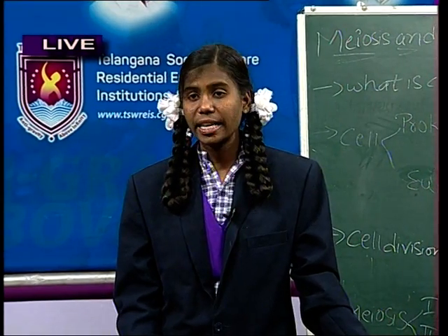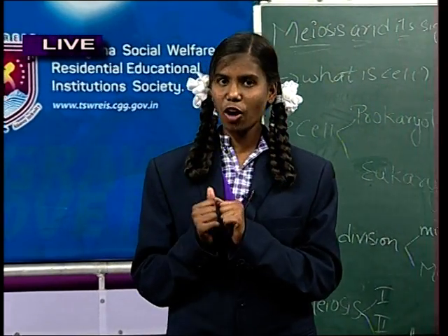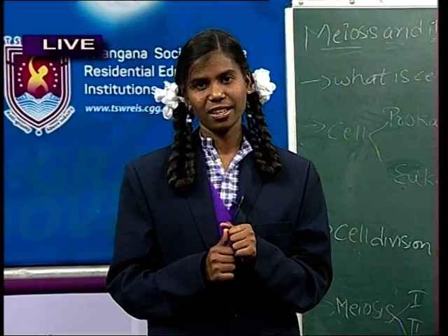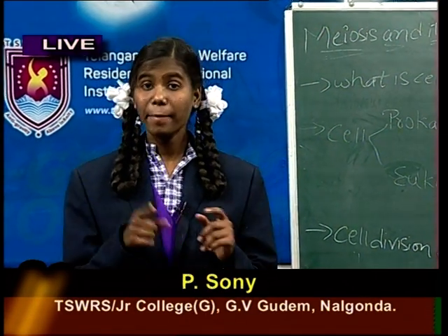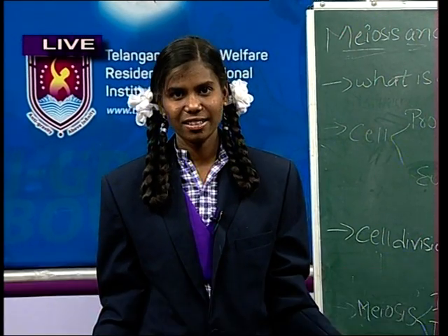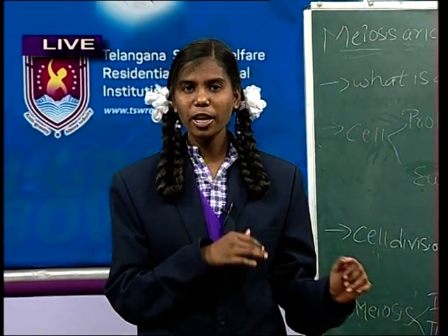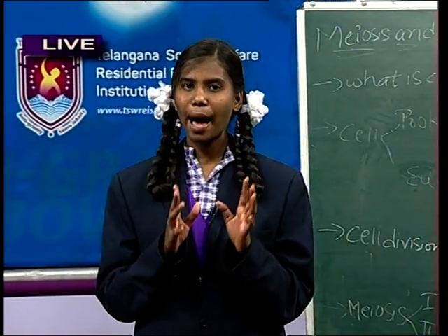The next one is meiosis 2. Friends, meiosis 2 is the second part of meiotic division. It is called equational division. This meiosis is similar to mitosis, but the genetic result is different. The end result of meiosis 2 is the formation of 4 haploid cells.